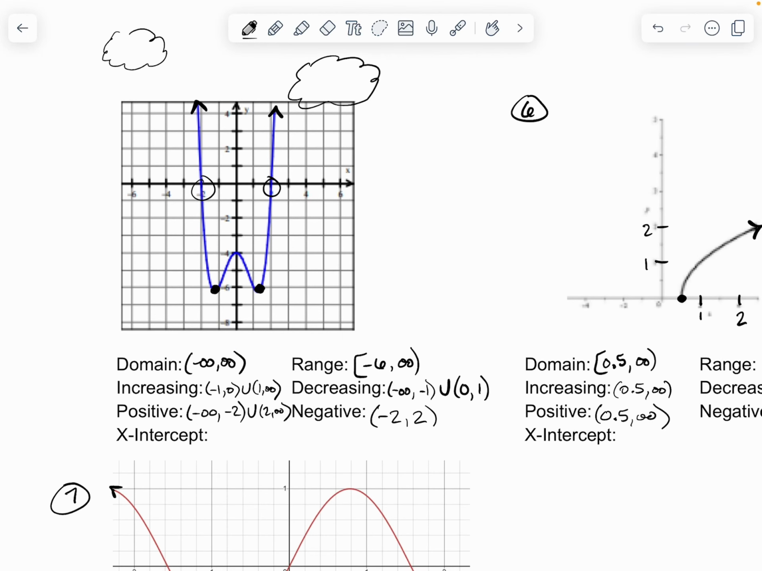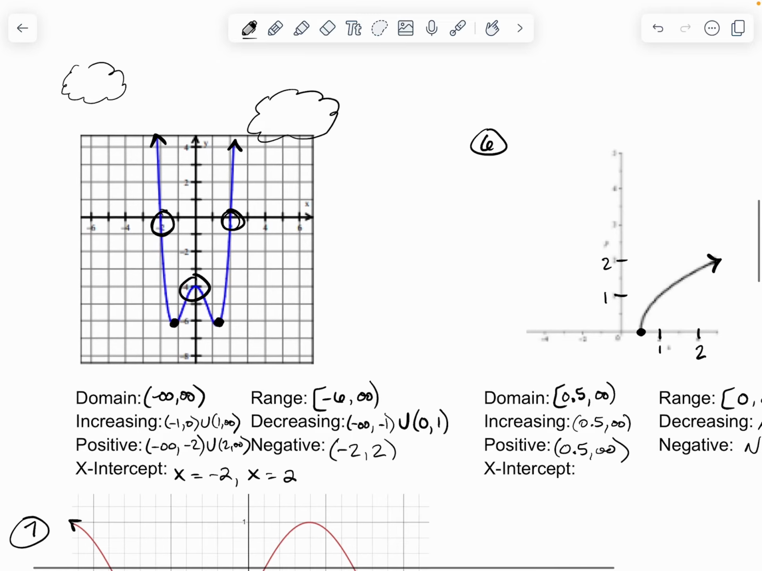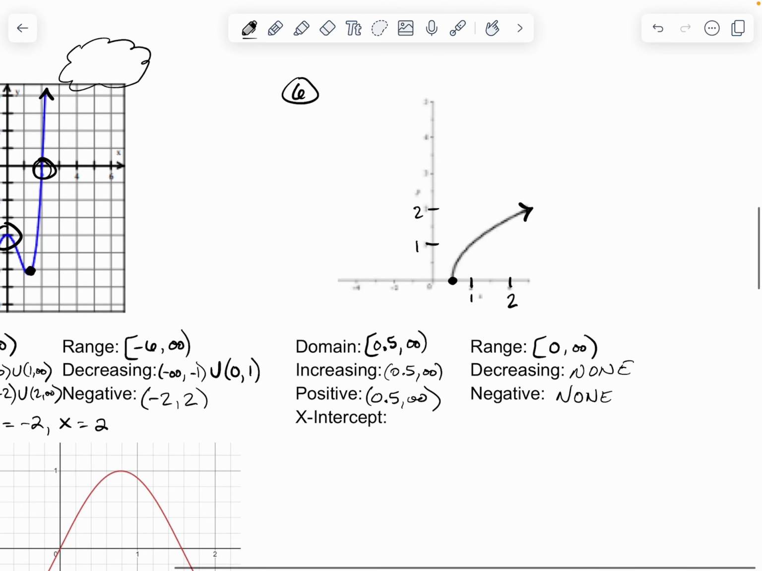I didn't ask for that on number 4. I did ask for the x-intercepts on number 5. Those x-intercepts I already have circled, at negative 2 and at positive 2. So this one has 2, and that's okay. You would say x equals negative 2 and x equals positive 2. If I asked you where the y-intercept was, I didn't ask you for that one, but it would be here at negative 4.